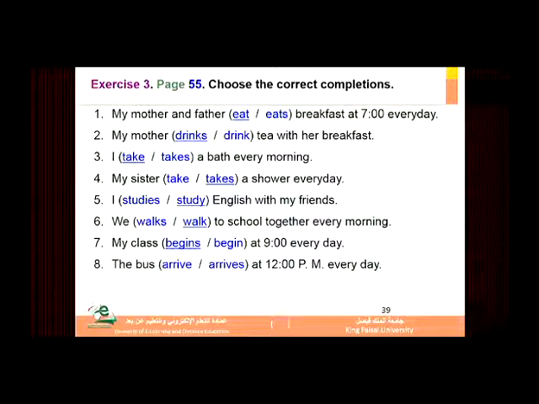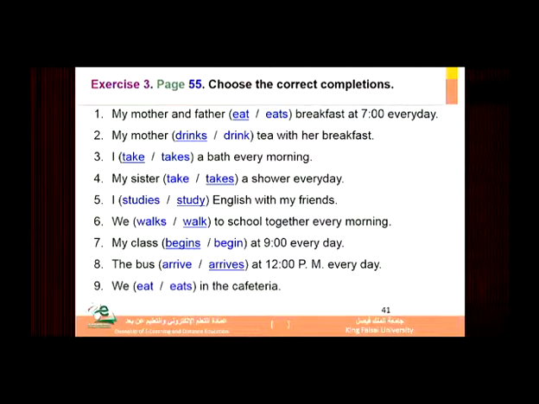Number 8. The bus arrives at 12 p.m. every day. Again, the bus is basically a third person singular noun. If we can replace it with a pronoun, we get "it." So when it precedes the verb, the verb does take an S at the end, as we have the word arrive here. So the bus arrives at 12 p.m.